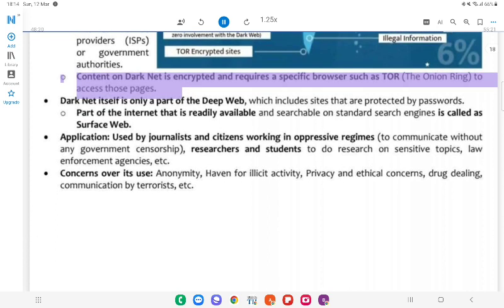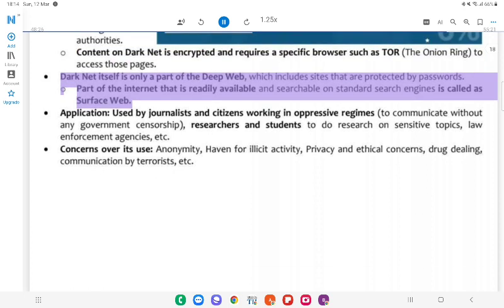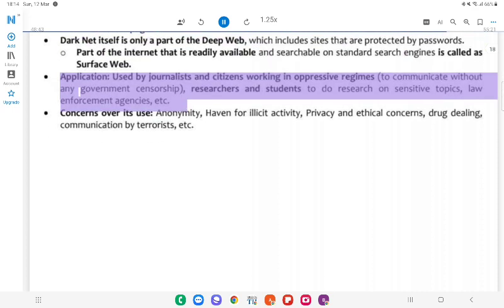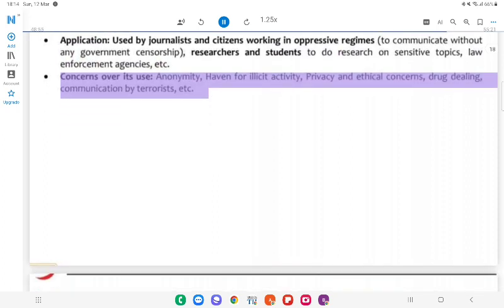Content on the darknet is encrypted and requires a specific browser such as Tor, the Onion Router, to access those pages. The darknet itself is only a part of the deep web, which includes sites that are protected by passwords. The part of the internet that is readily available and searchable on standard search engines is called the surface web. It is used by journalists and citizens working in oppressive regimes to communicate without government censorship, by researchers and students to do research on sensitive topics, and by law enforcement agencies. Concerns over its use: anonymity, a haven for illicit activity, privacy and ethical concerns, drug dealing, communication by terrorists, etc.